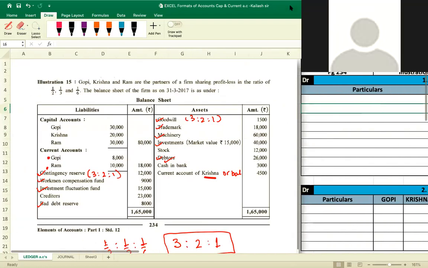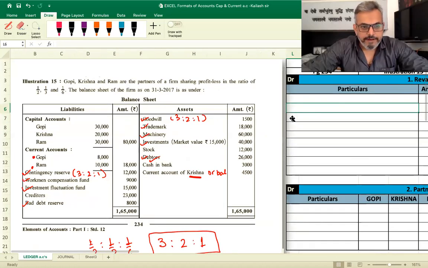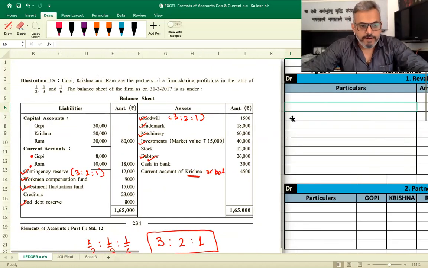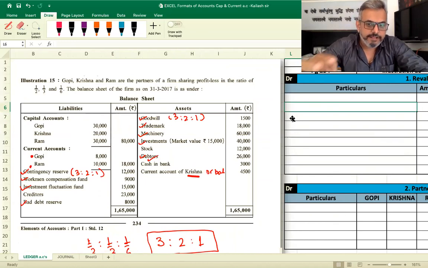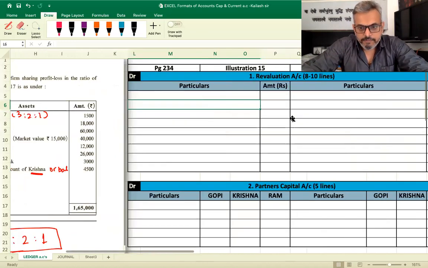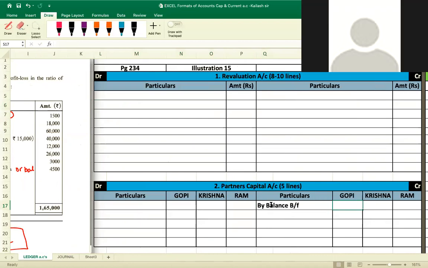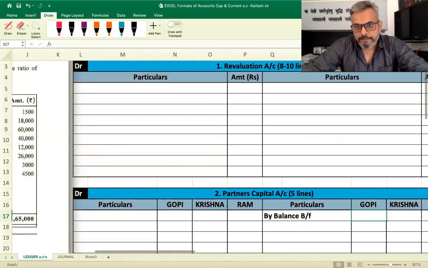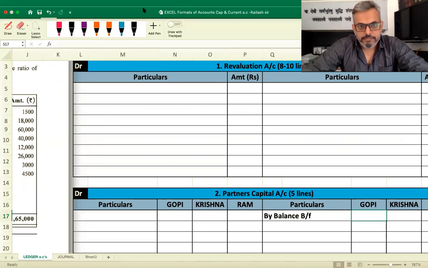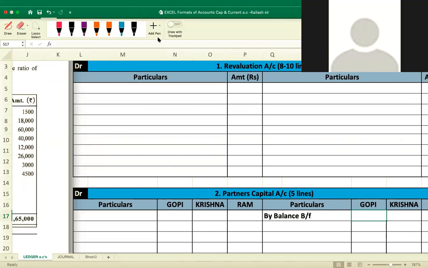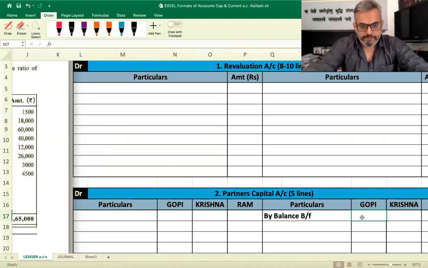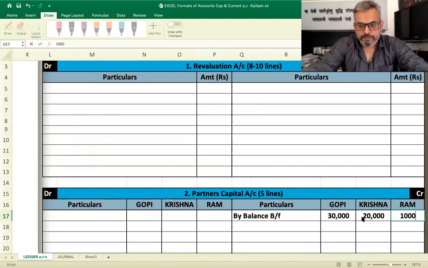Sabse pehle partners capital account. Gopi 30,000, Krishna 20,000, and Ram is 30,000. So partners capital account by balance brought forward. Gopi is 30,000, Krishna is 20,000, and Ram is 10,000.